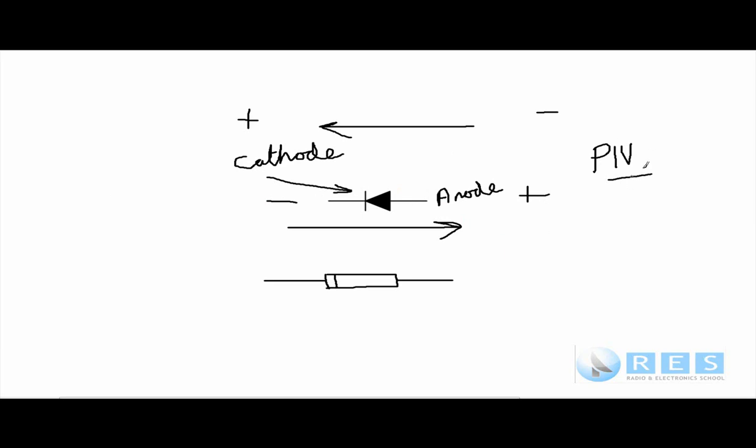You need to remember peak inverse voltage. That is the maximum voltage a diode can withstand when reverse biased. Reverse biased is no conduction. Forward biased is when there is conduction.